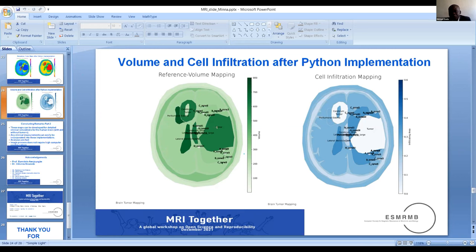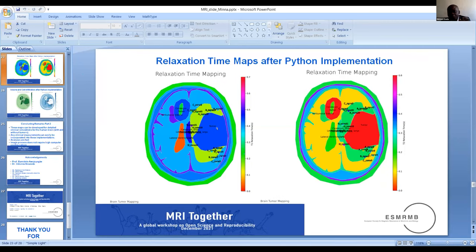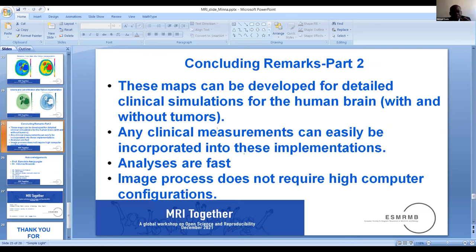So we see that with the template we have developed, we are able to conduct segmentation, T1 mapping, T2 mapping, volume mapping, and cell infiltration mapping in the same technique. In conclusion, these maps can be developed for detailed clinical simulation. It could be used for simulation before treatment is done. Then after treatment, we can use this brain template to monitor how the tissues are responding to treatment. Any clinical measurement can easily be incorporated: if we can take our measurement, we can incorporate it on the template that has been developed.